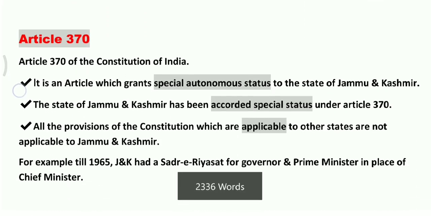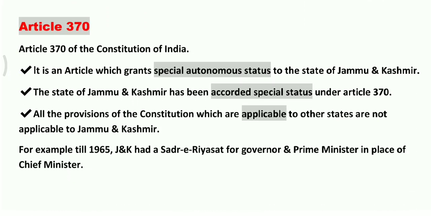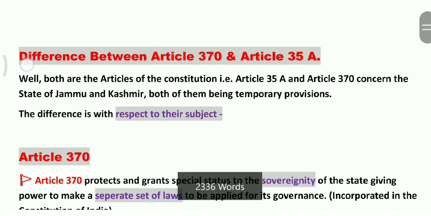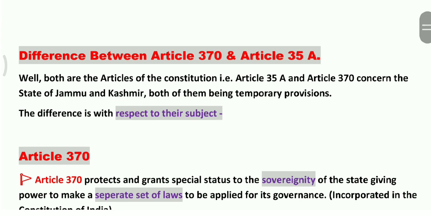Article 370 of the Constitution of India is an article which grants special autonomous status to the state of Jammu and Kashmir. All the provisions of the Constitution which are applicable to other states are not applicable to Jammu and Kashmir. For example, till 1965, Jammu and Kashmir had a Sadr Riyasat for governor and prime minister in place of chief minister. So what's the difference between Article 370 and Article 35A?